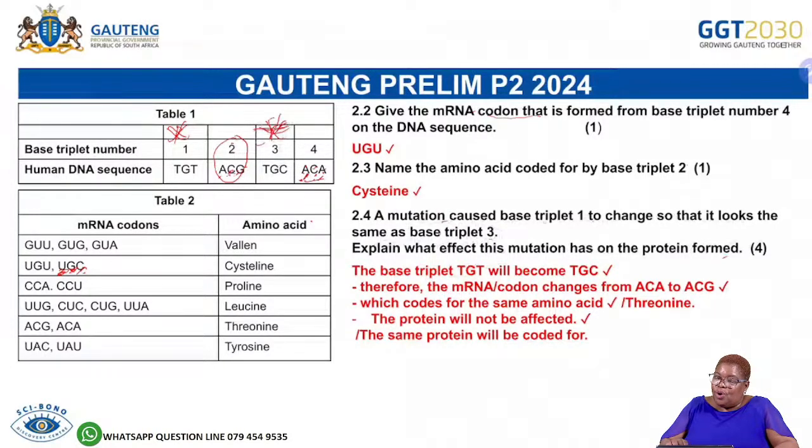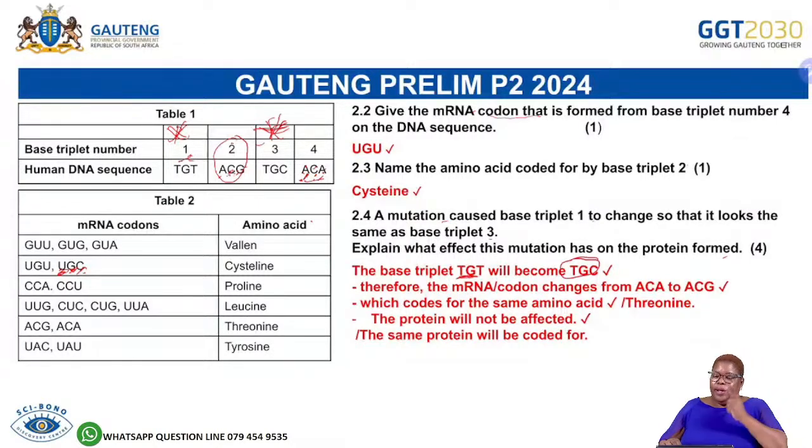Right? A mutation causes base triplet 1 to change so that it looks the same as base triplet 3, and then explain what effect this mutation has on the protein being formed for 4 marks. So remember, we're talking about TGT and TGC. So TGT, the one that is given in the information, will become TGC.